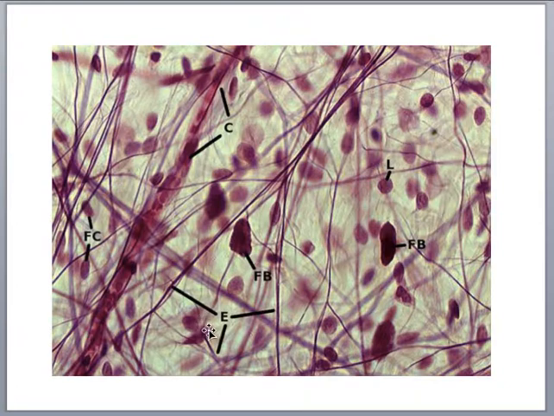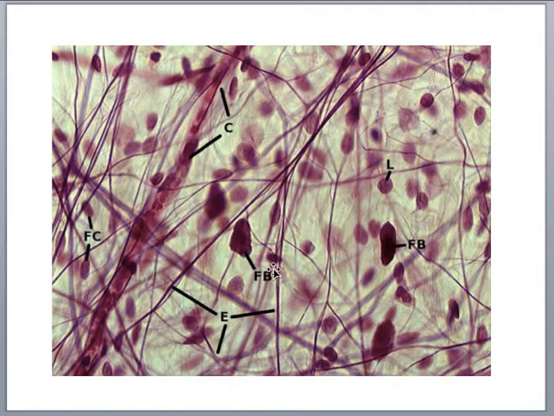Here's a higher magnification image. You can see this collagen fiber, that thicker pink, and these really thin, darker staining fibers. Those are elastic fibers. These are fibroblasts. This FC is referring to the fact that these are older cells called fibrocytes. This would be a little lymphocyte, so a white blood cell.